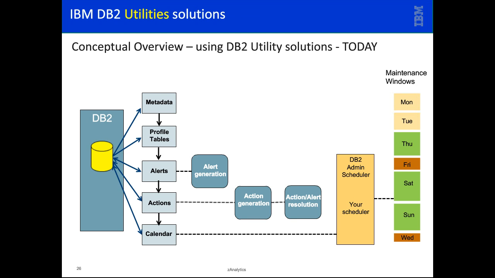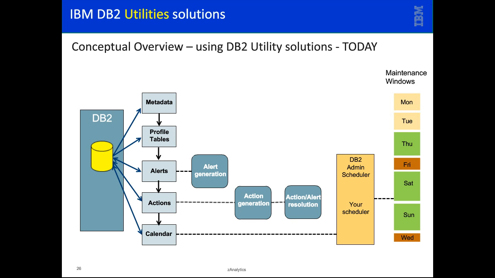Today, if you've got DB2, you've got the metadata, we've got the automation tool profiles, we've got alerts, actions, and a calendar. We will then go look at DB2 and all this information, and we will actually alert you when something needs attention. We will then prescribe an action, and if you want us to fix that action and actually run it, we will go look at the maintenance window.